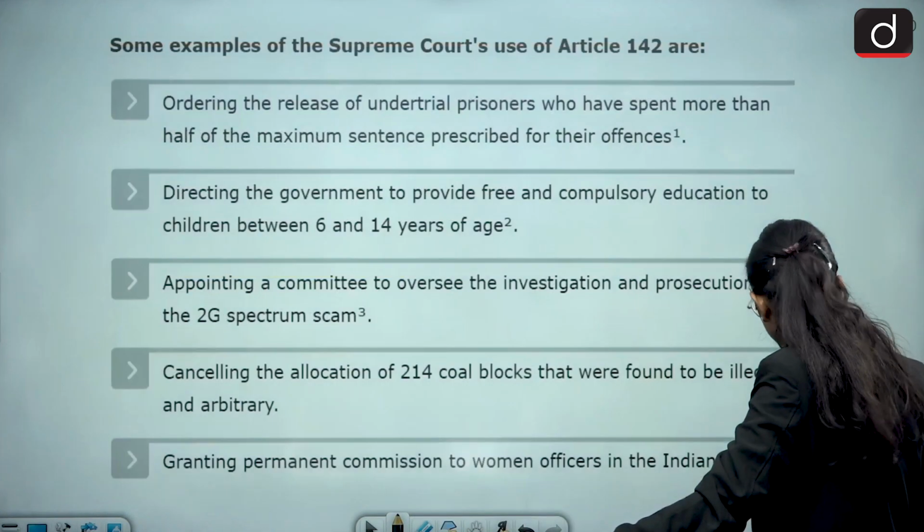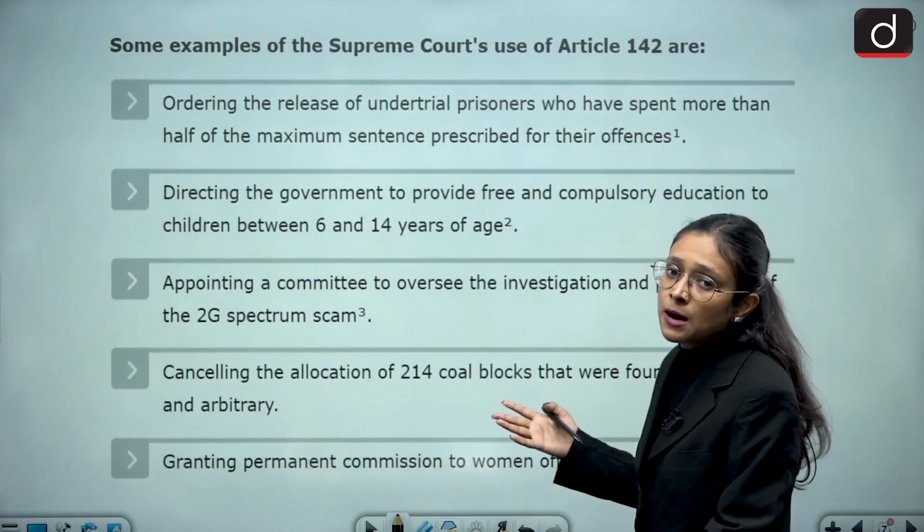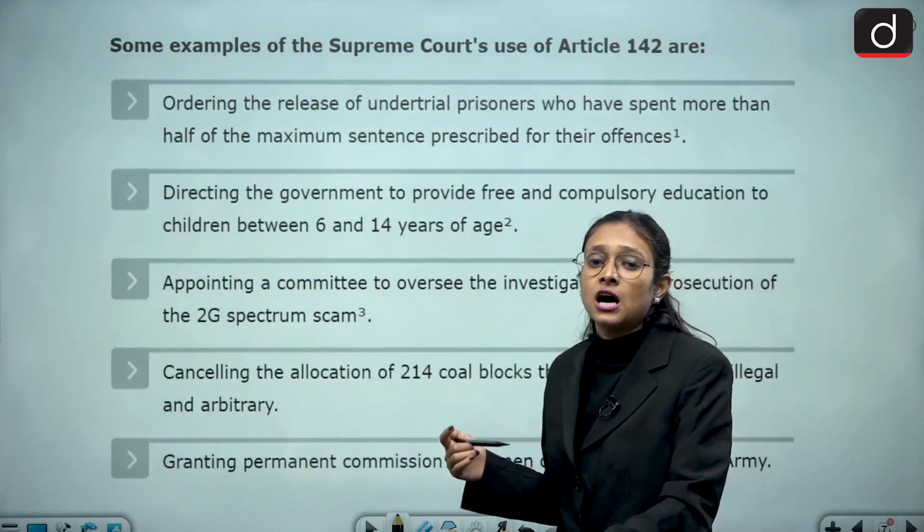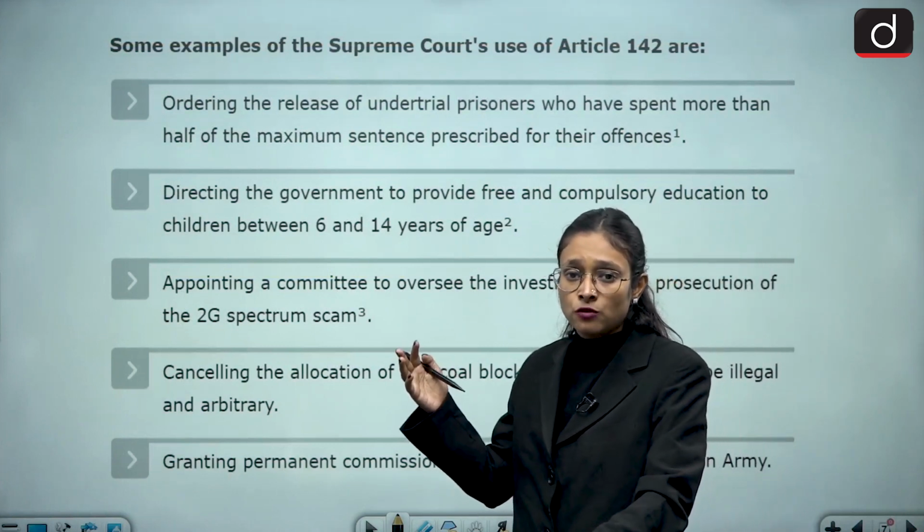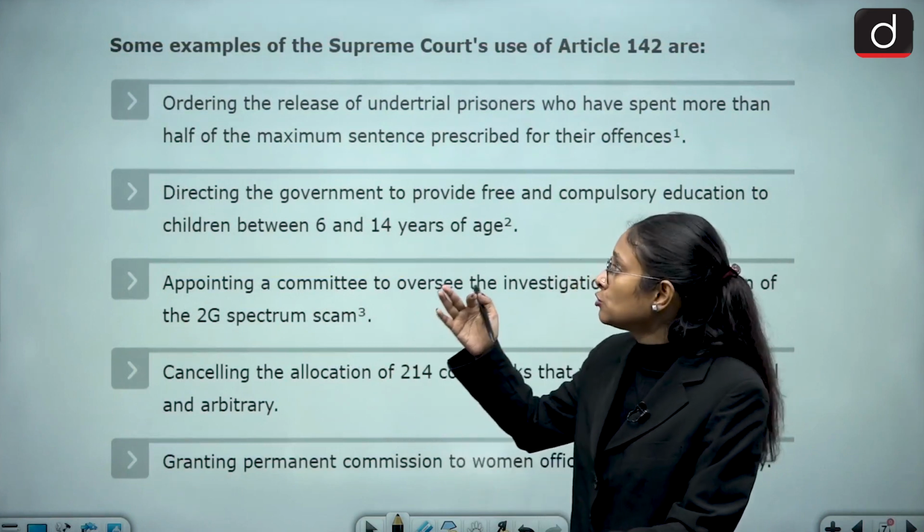Moving to another one, we have a few notable examples where the Supreme Court has exercised its power under Article 142 of the Indian Constitution. And what are the notable examples?